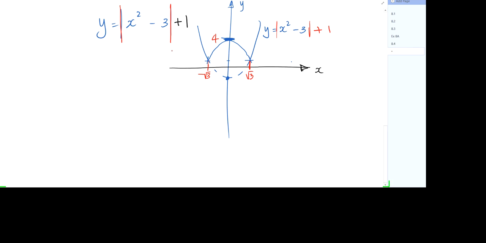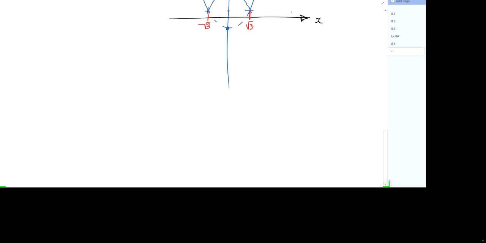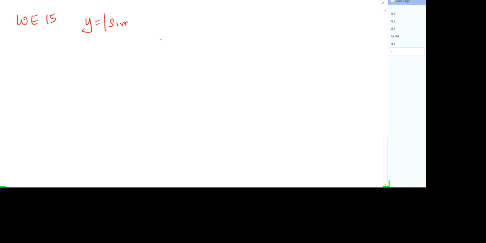Okay, so now we're going to apply all this to our modulus trigo. The first one we have is worked example 15. Sketch the graph of y equals modulus sine x, for the domain, in other words the range, x between 0 degrees and 360 degrees. Which unit are we using in this question? Degrees. Okay, so in order to sketch this modulus graph, what should we sketch first?